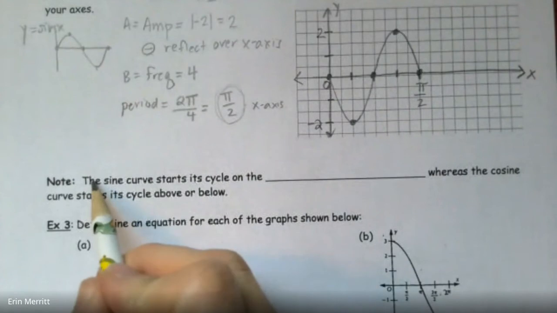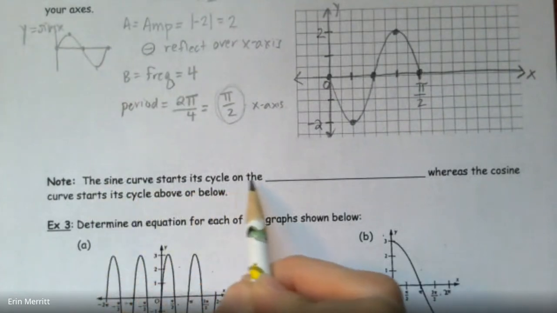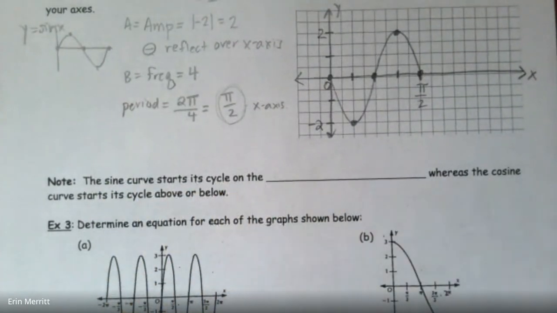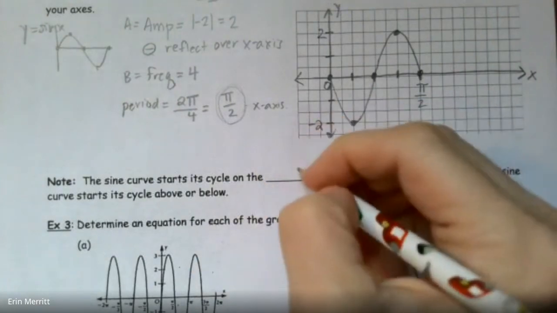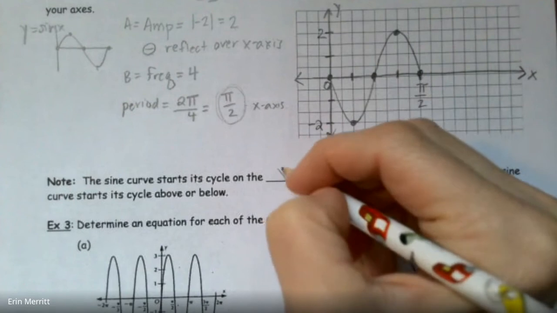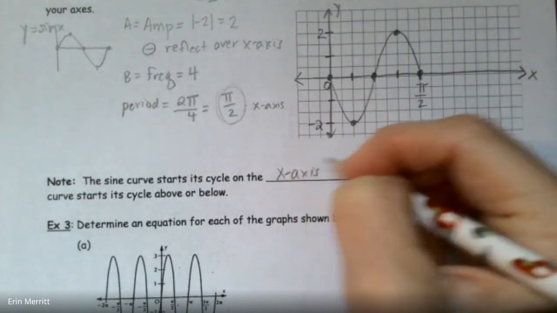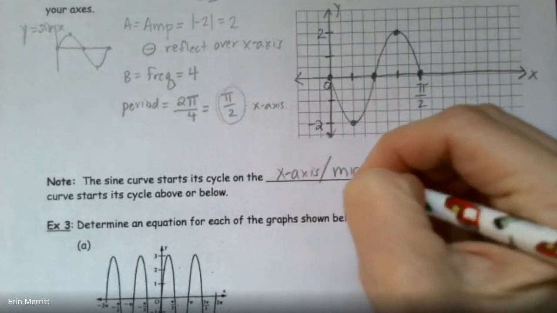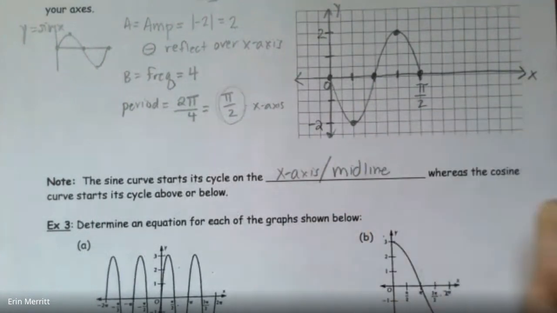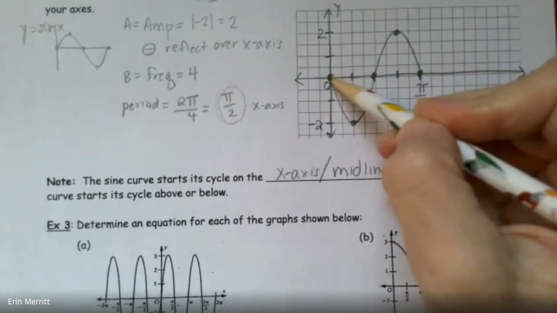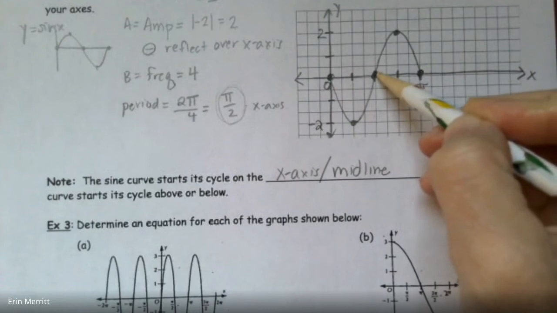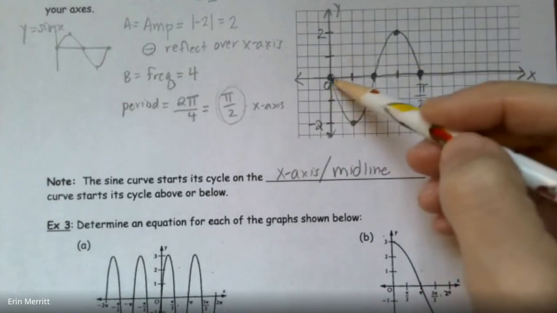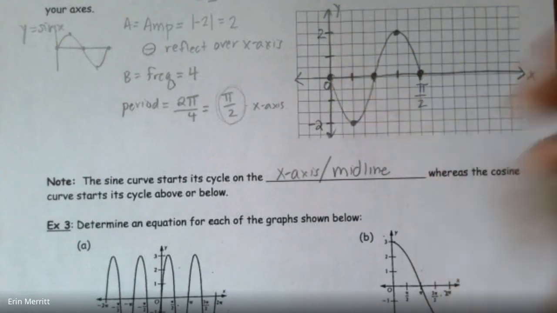This little detail, when it says note, the sine curve starts its cycle on the midline, whereas the cosine curve starts the cycle above or below. Sine always starts right on the x-axis, or more specifically, on the midline. And so what I mean by that is where it started, we were on the midline, finished on the midline, dead center hits the midline, right? Cosine will start either above or below wherever the midline is.